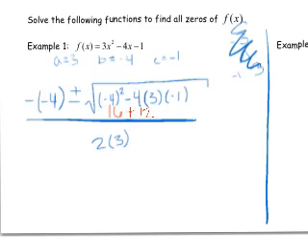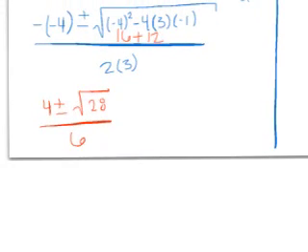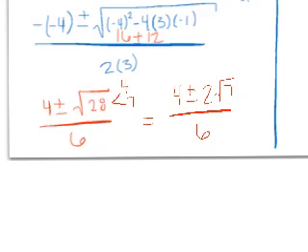Okay, so I'm going to start simplifying. Negative 4 is positive 4, plus or minus the square root of 16 plus 12, which is 28, all over 6. I'm not a negative radical, so this is going to give some real answers. Furthermore, 28, what's the perfect square inside of 28 again? 4, so 4 and 7, and 2 is going to come out. So 4 plus or minus 2 square roots of 7, all over 6.